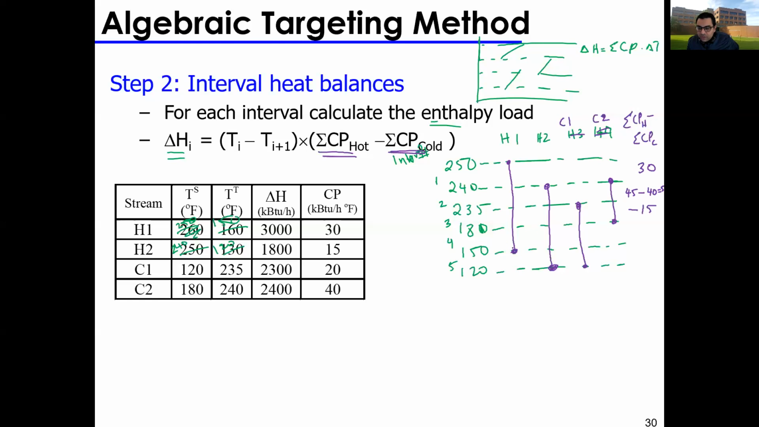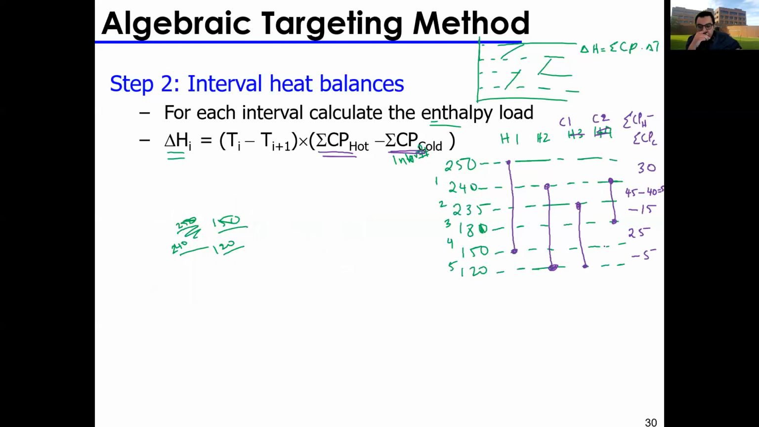In this interval right here, I have two hot streams, 45, subtracting the CP of the cold stream C1, 20. So this is 25, just 30 plus 15 minus 20. In the last interval, I have one hot stream, H2, 15, minus one cold stream, C1, 20. So this is minus 5. Once I get to this point, I have my summation of CPs. The next step would be to calculate your enthalpies, but let's go through the slides for now.